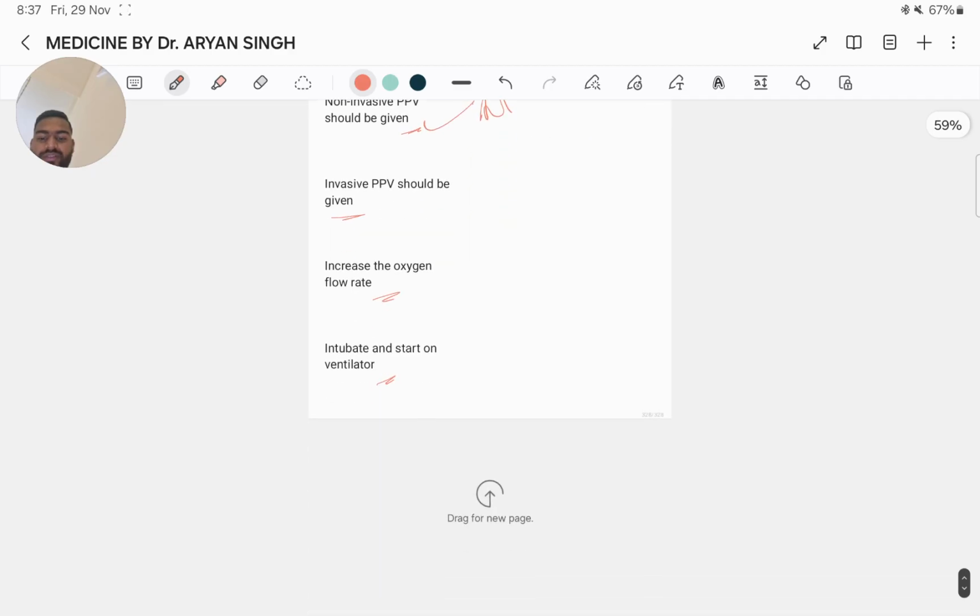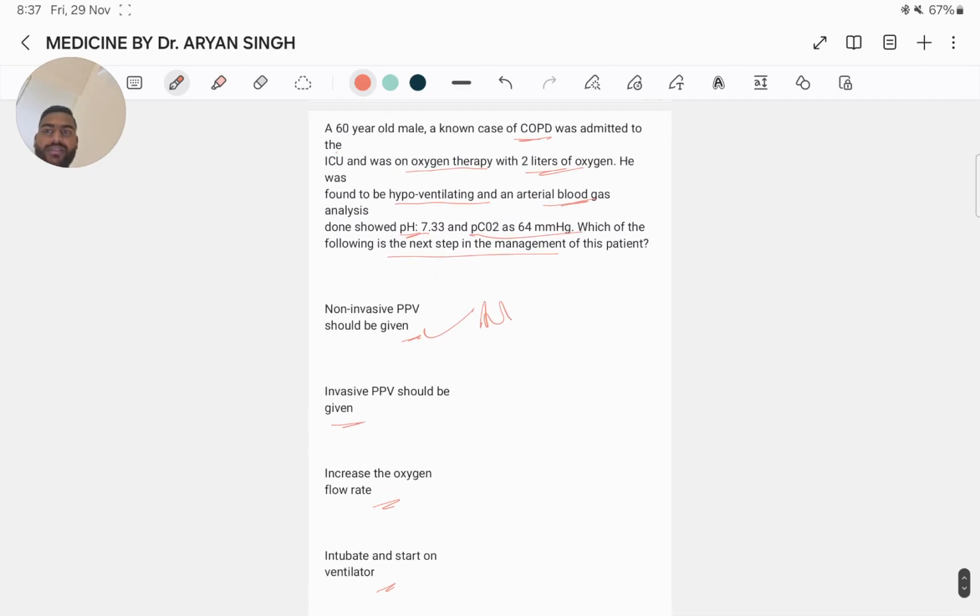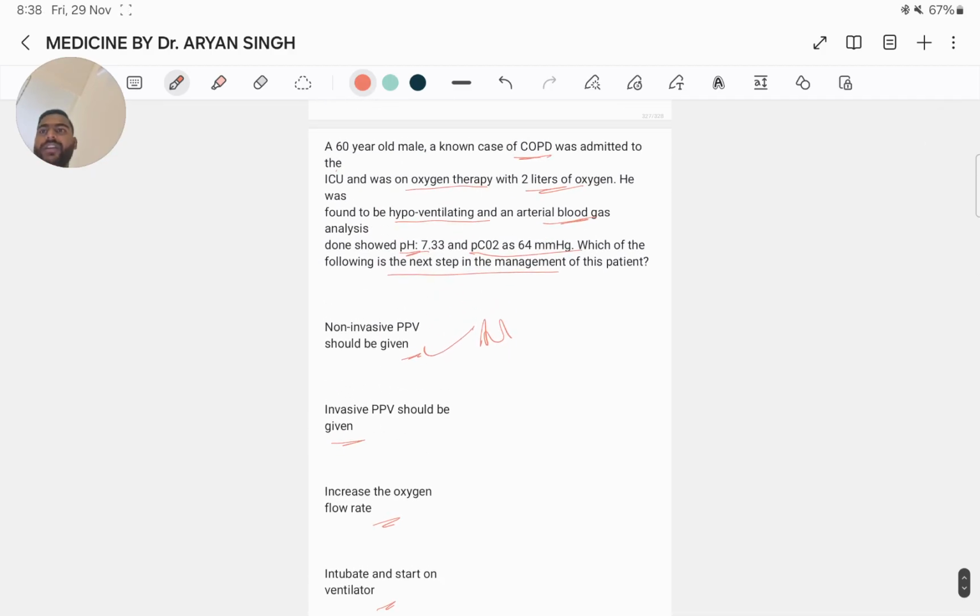Next question. So we also discussed the other options. Invasive PPV, intubate and start on ventilator: invasive positive pressure ventilation is generally for cases where NIPPV has failed or is contraindicated. It is associated with potential risk and complications, and therefore NIPPV is preferred as an initial intervention in this scenario.